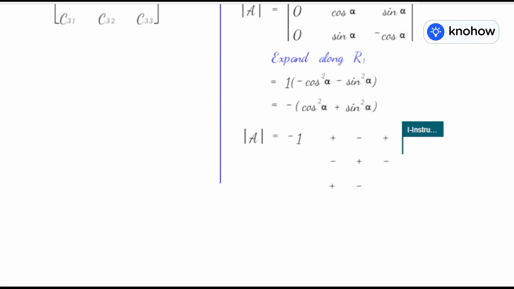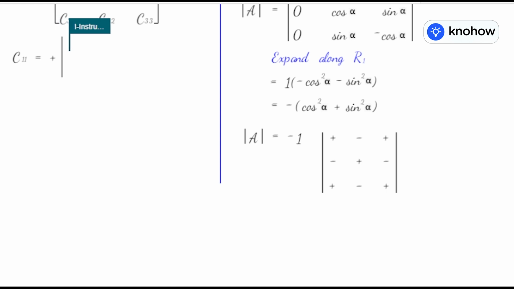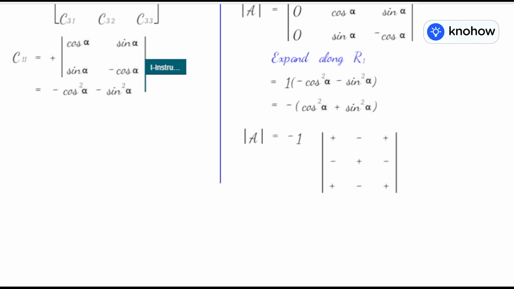You know all this. So now let me work out just one or two of them. Say for example C11. Delete the row and column, it will be outside plus sign. Delete the row and column through A11, that is 1, and you get cos alpha, sin alpha, minus cos alpha. If you work it out, you will get minus cos square alpha minus sin square alpha. Taking minus common, you get cos square alpha plus sin square alpha, which is 1. So the value of C11 is minus 1.